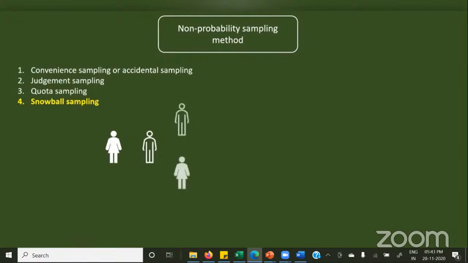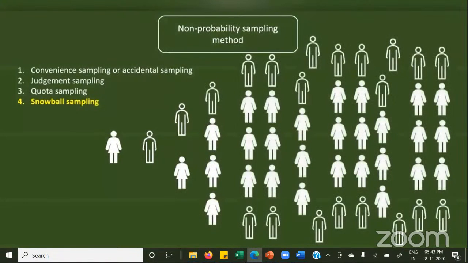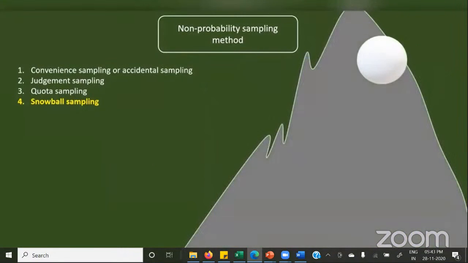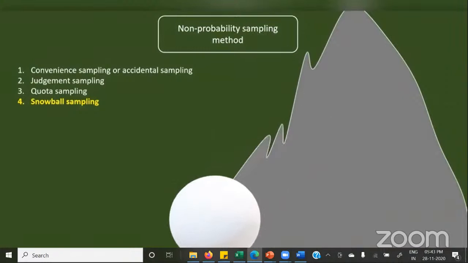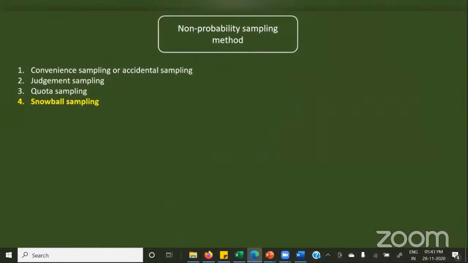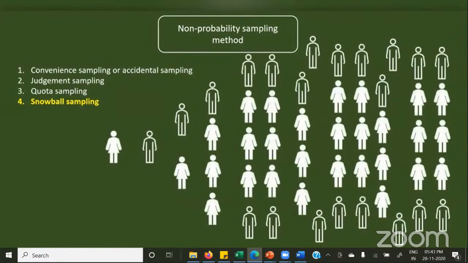and then another, and then another, and so on. When a snowball rolls over the snow from the top of a snow mountain, its size increases. Likewise, when we move from participant to participant, the sample size increases.